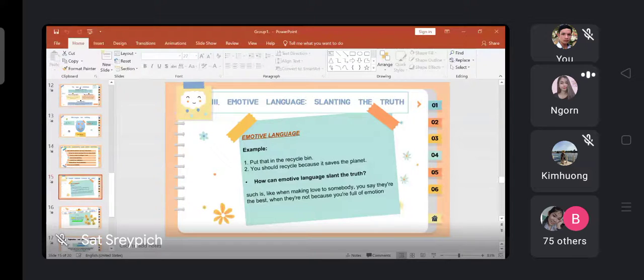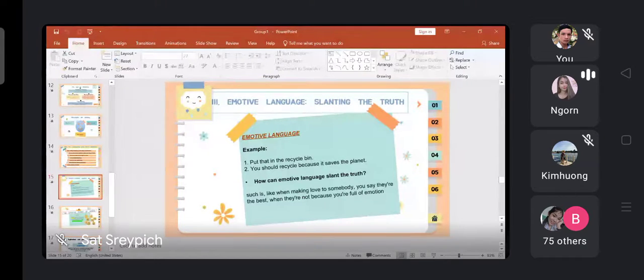For example, put that in the recycle bin. This is not emotive. It is a command, but it does not cause an emotional reaction. For example two, you should recycle because it saves the planet. This is emotive. It suggests an action and alleviates an emotional response. Don't you want to save the planet? How could you choose not to recycle since it saves the planet? The emotive response causes a reaction.